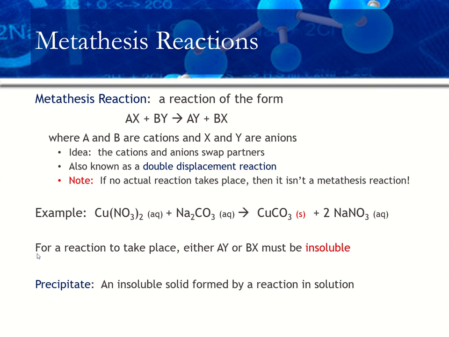So here's the critical idea. For a reaction to take place, one of either AY or BX, one of the products, must be insoluble so that we actually see a reaction take place. And we form what we call a precipitate, which is simply an insoluble solid formed by a reaction in solution that then settles to the bottom because it's more dense than the supernatant fluid.